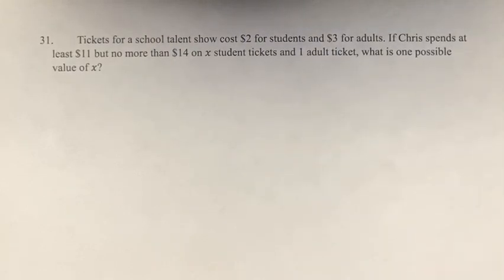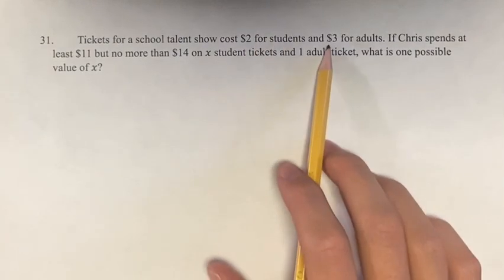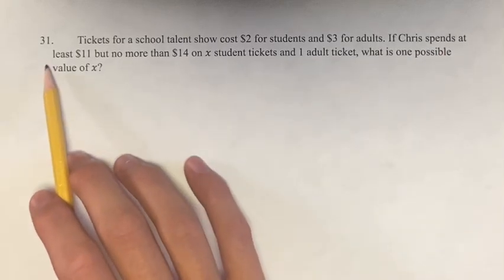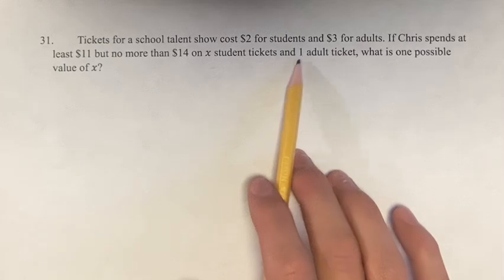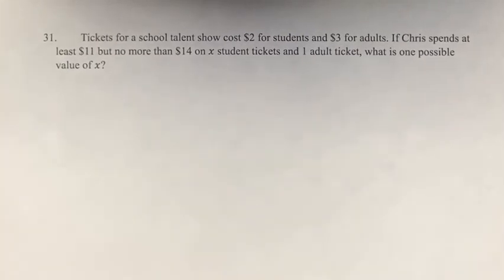In this problem, we're looking at tickets for a school talent show where we have $2 tickets for students and $3 for adults. We're told that Chris spends at least $11 but no more than $14 on X student tickets and 1 adult ticket. And given this information, what is one possible value of X?